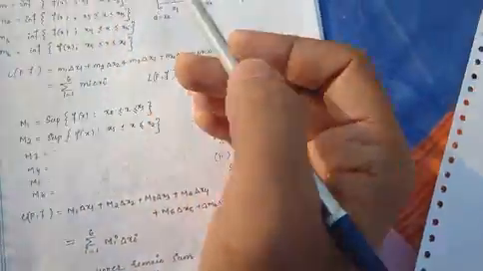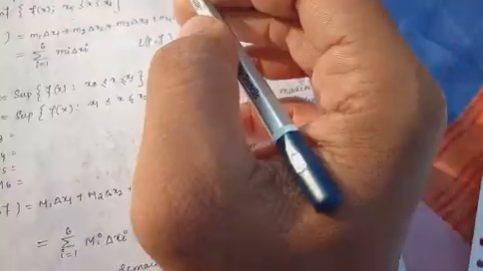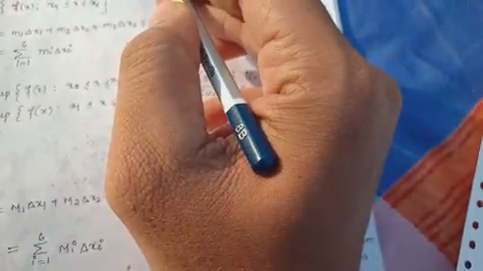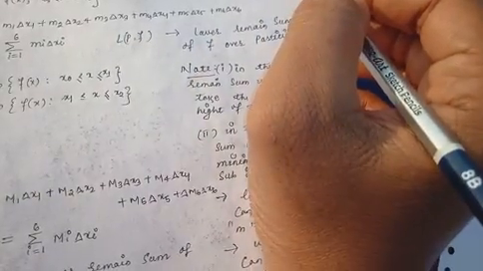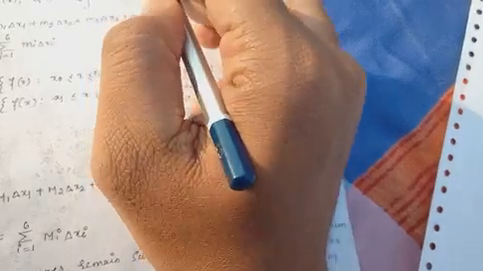Now coming to the next diagram, as you can see here, the function starts from a and ends at b, and this is the function.